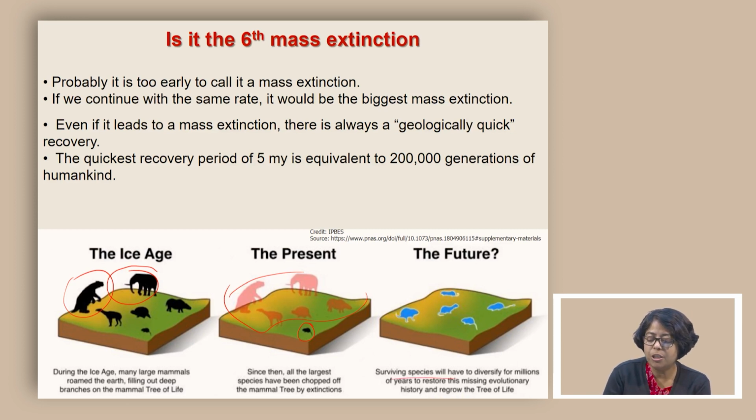Now, the surviving species will have to diversify for millions of years to restore the missing evolutionary history and regrow the tree of life. So, unless it goes on for, let us say, 5 million years, we are not going to see any difference, we are not going to see any growth in biodiversity, especially in the case of mammals, and hence we really need to protect, conserve, halt and reverse the biodiversity decline that we see today.